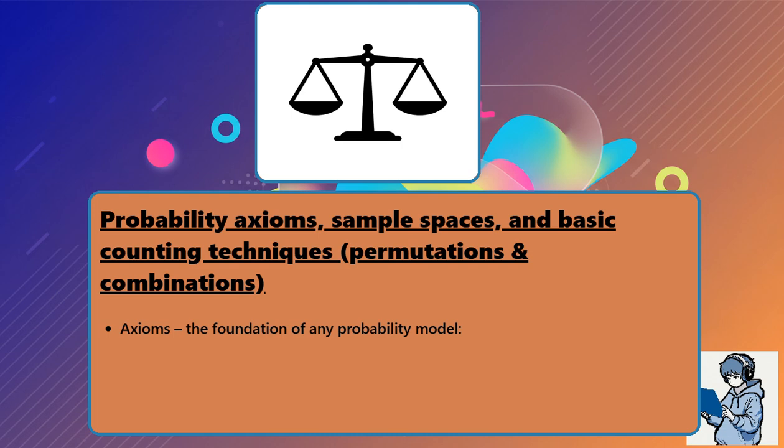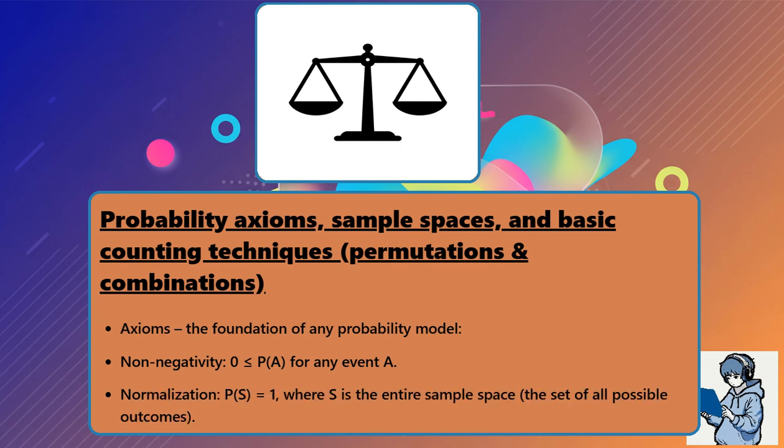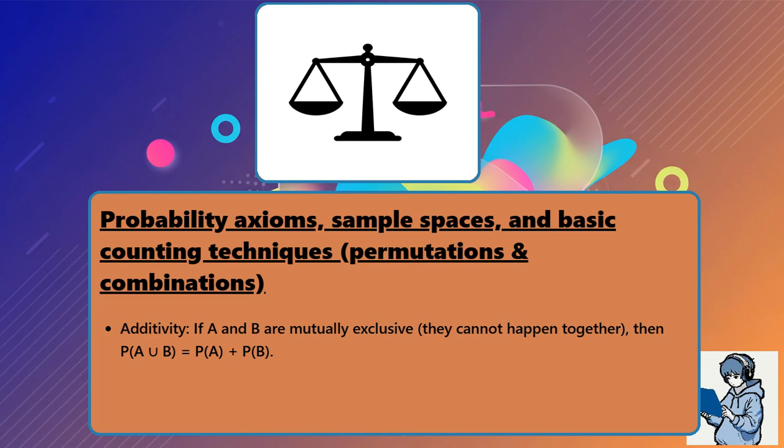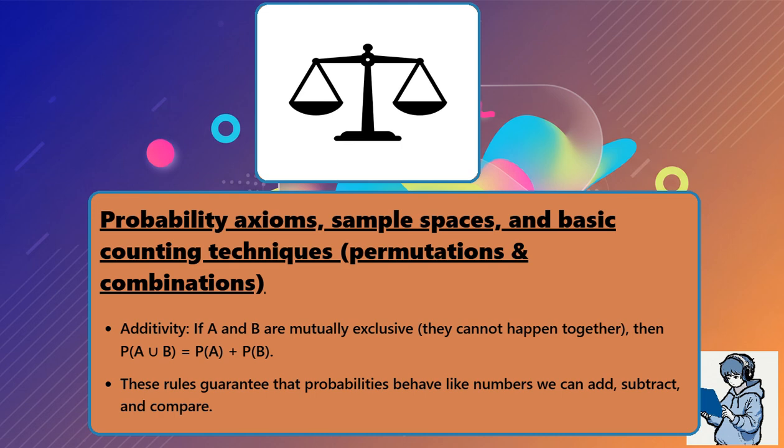Axioms, the foundation of any probability model. Non-negativity: 0 ≤ P(A) for any event A. Normalization: P(S) = 1, where S is the entire sample space, the set of all possible outcomes. Additivity: if A and B are mutually exclusive, they cannot happen together, then P(A ∪ B) = P(A) + P(B). These rules guarantee that probabilities behave like numbers we can add, subtract, and compare.